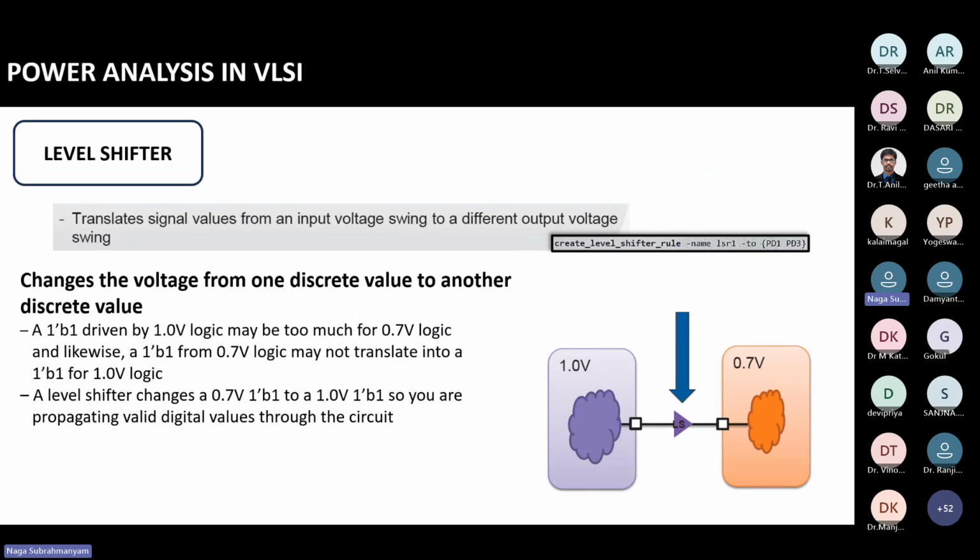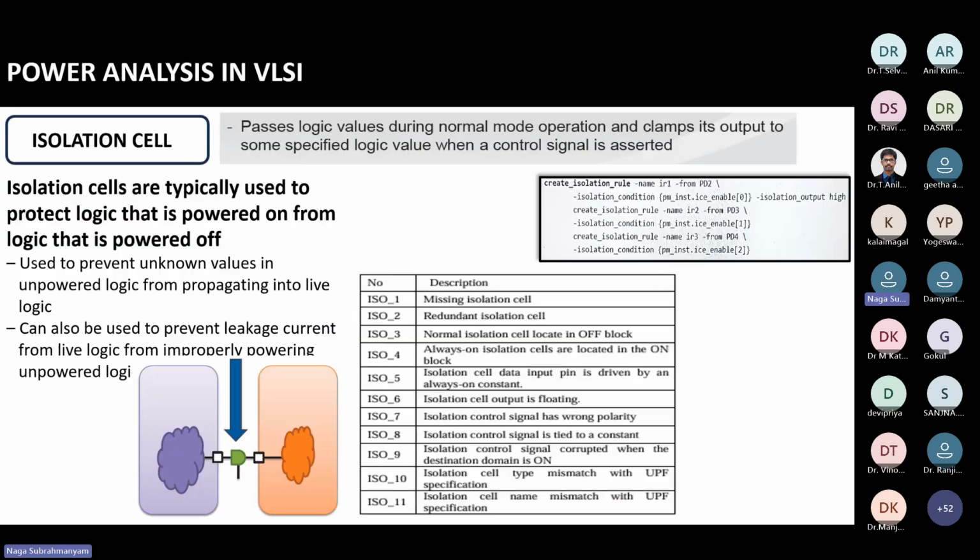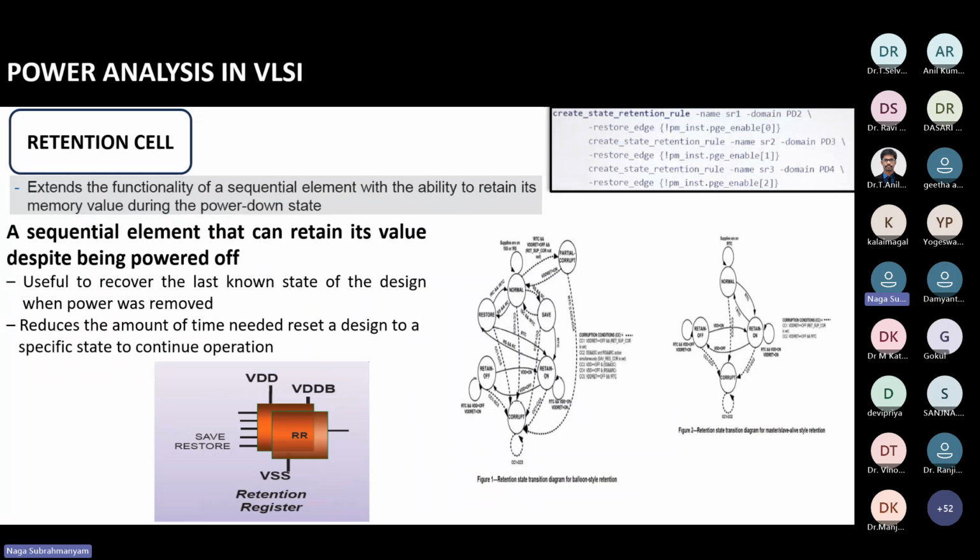So I want you to understand what is level shifting, what is isolation cell. There is one more thing called retention cell. This name itself is telling that retaining, right? Retaining means keeping. A sequential element that can retain its value despite being powered off. One block is powered off using isolation cell, right? Whenever it becomes active, it needs to work from where it stopped, right? So in order to hold that last value, there is a block called retention registers.